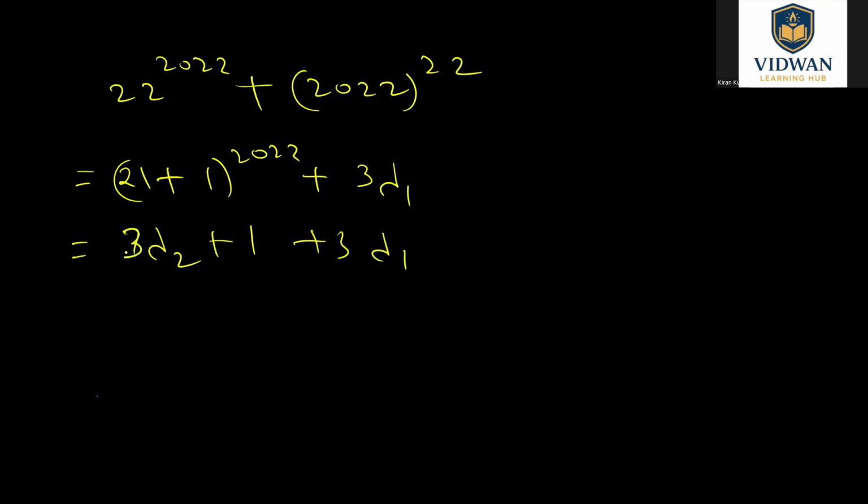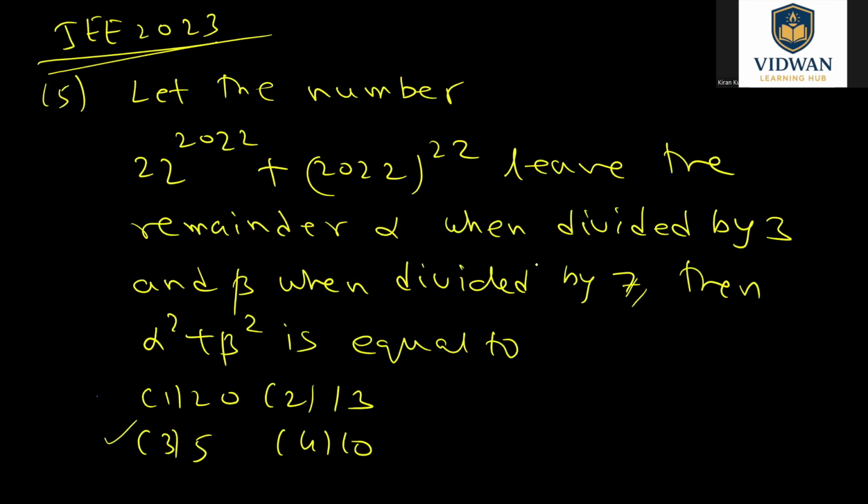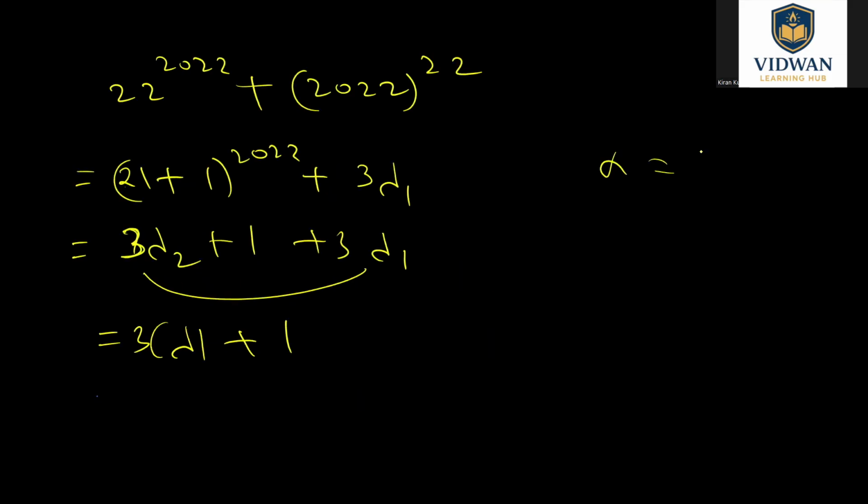Sorry, I want 3, so I'll take 3. Because anyway, 7 into 3, 3 into 7, both are 21, so it is divisible by 7 as well as 3, but I want to check with 3, so I'll write 3. So these two clubbed together are a multiple of 3. So 3 into some lambda plus 1. That means when it is divided by 3, 1 is the remainder. They said alpha is the remainder when divided by 3, so alpha has to be 1.